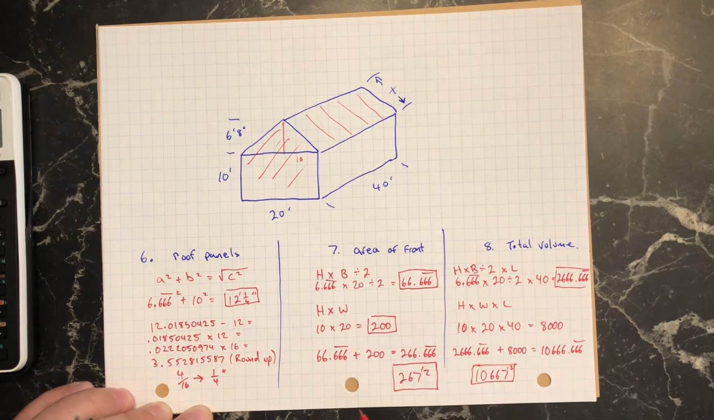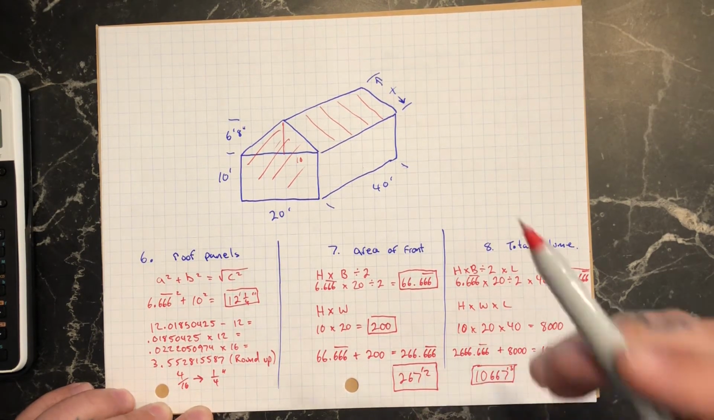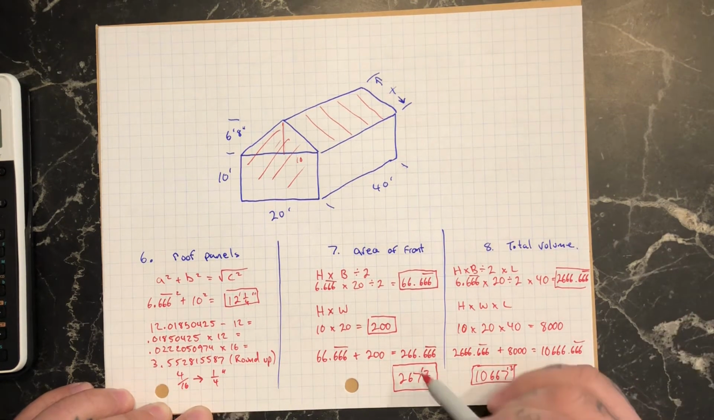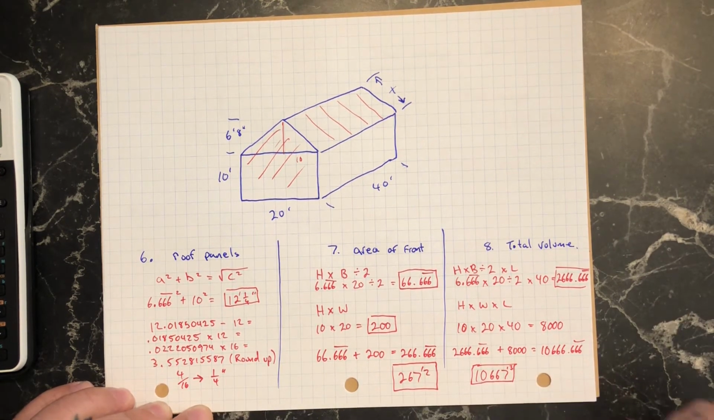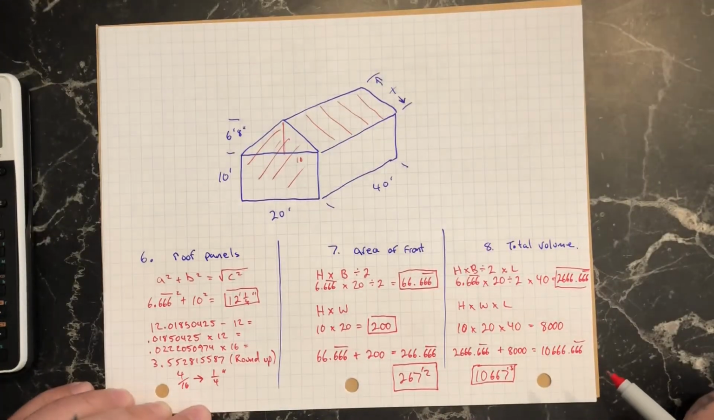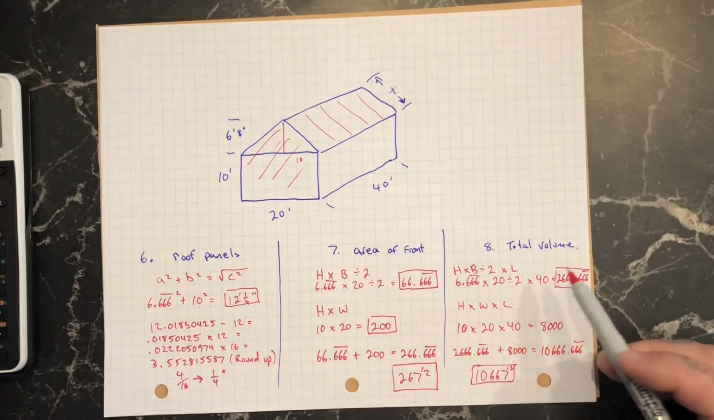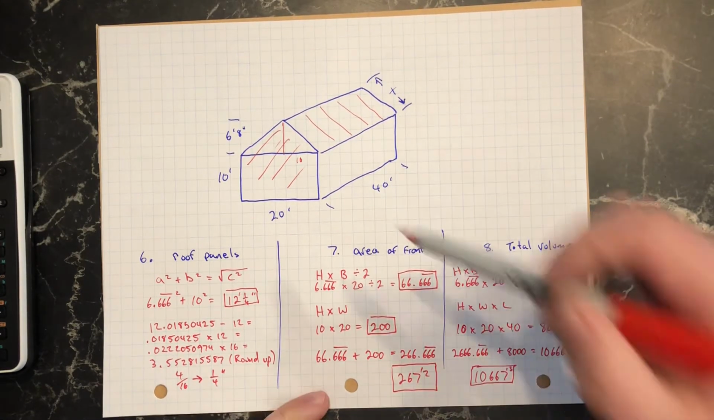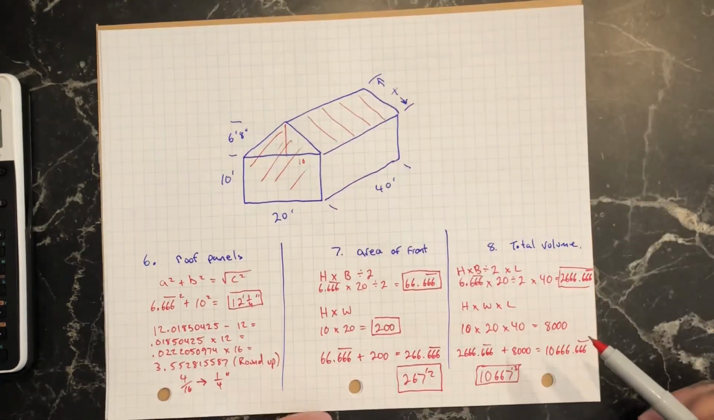Add those two together, gives me 266.666. And they asked for the closest whole foot, so it's 267 square feet is the area of that end. Total volume is me now taking those and just multiplying it by 40.